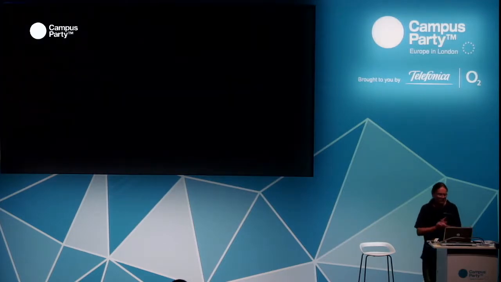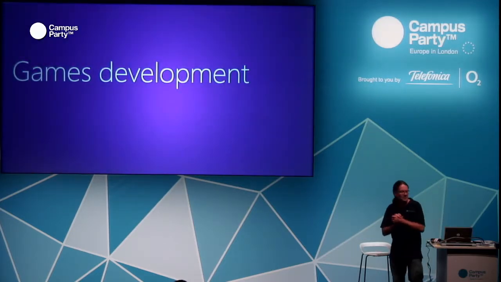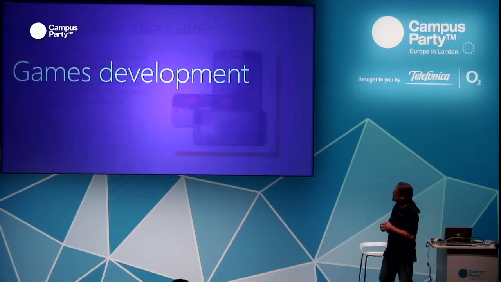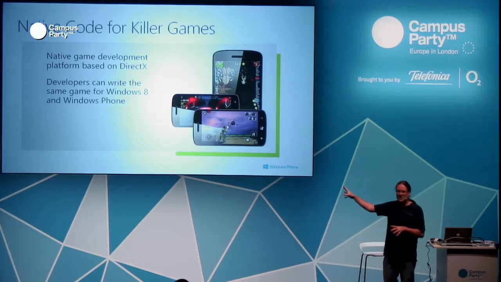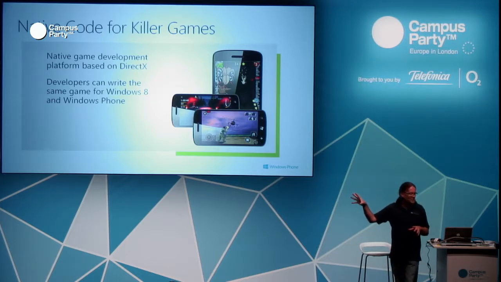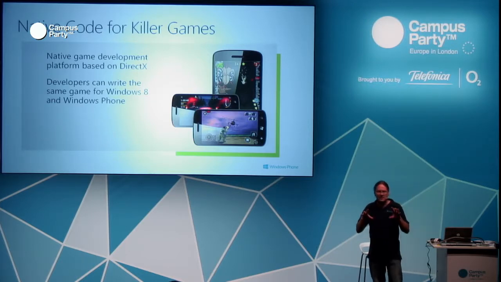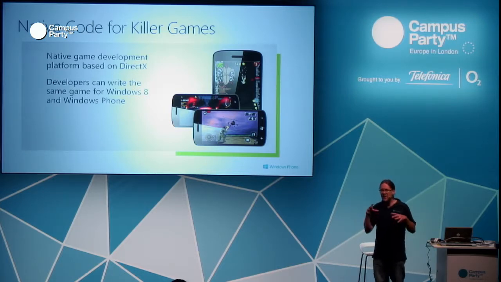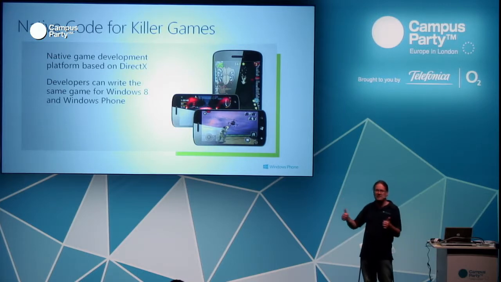All right, so that was a quick introduction to XAML-based application development. What about games? So we've got a great platform for games dev. You can do coding with, obviously, using our partners' platforms. But right down at the native level, you can do native games development based on DirectX. And if you create a game for phone or for Windows 8, you can translate that with minimal changes and run on both platforms. At the moment, this is the best story for compatibility between the two.